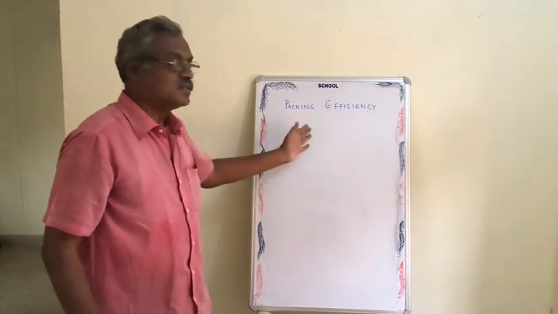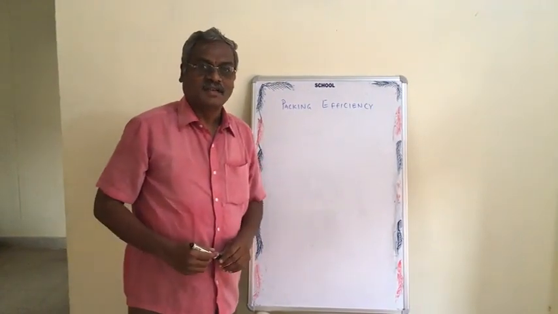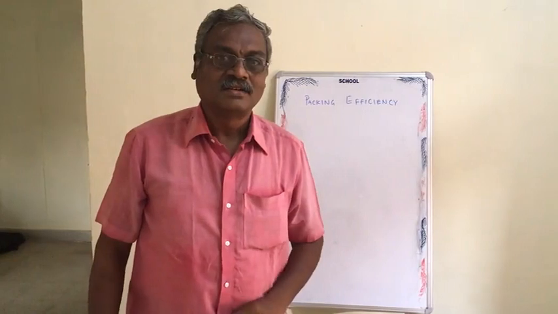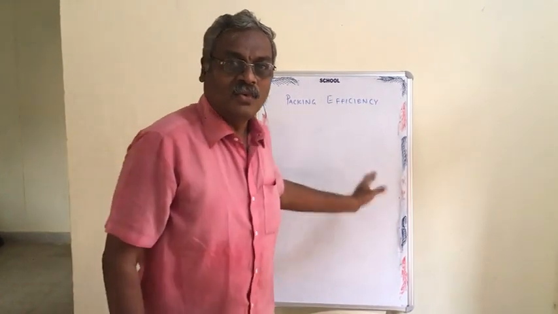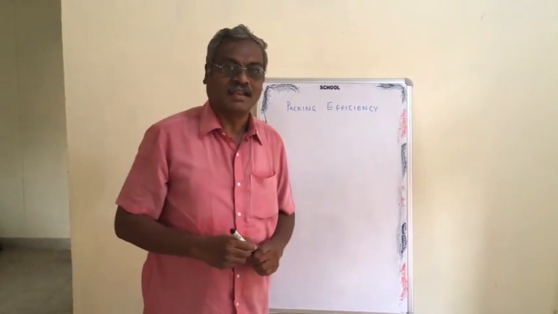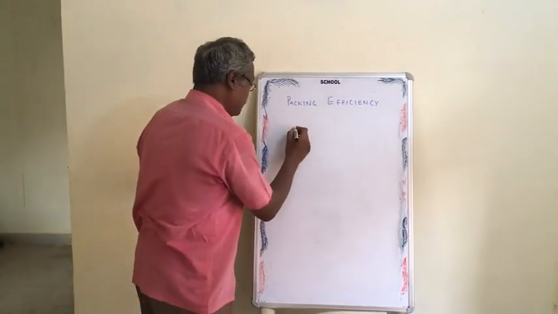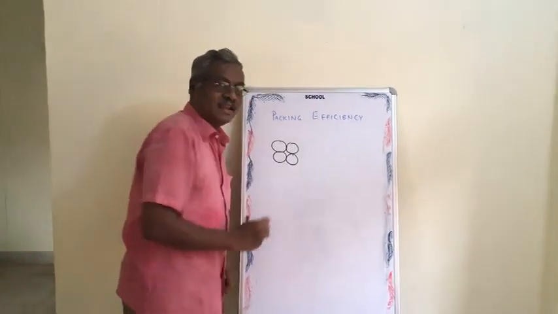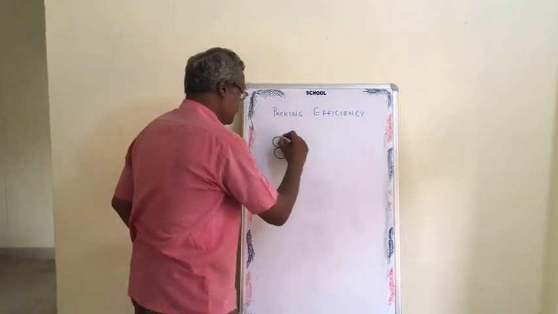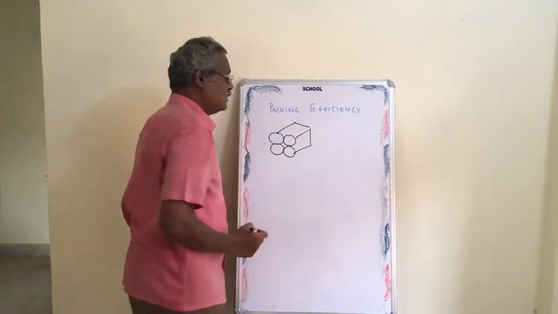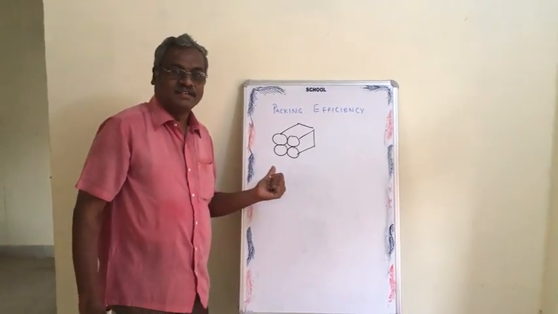So today we are going to study packing efficiency. Already we have studied unit cell and crystal lattice. Today we will see how the spheres or the particles are arranged. We know that in simple cubic the particles are closely arranged like this. Here actually a cube is there. In a simple cubic the particles are closely arranged.